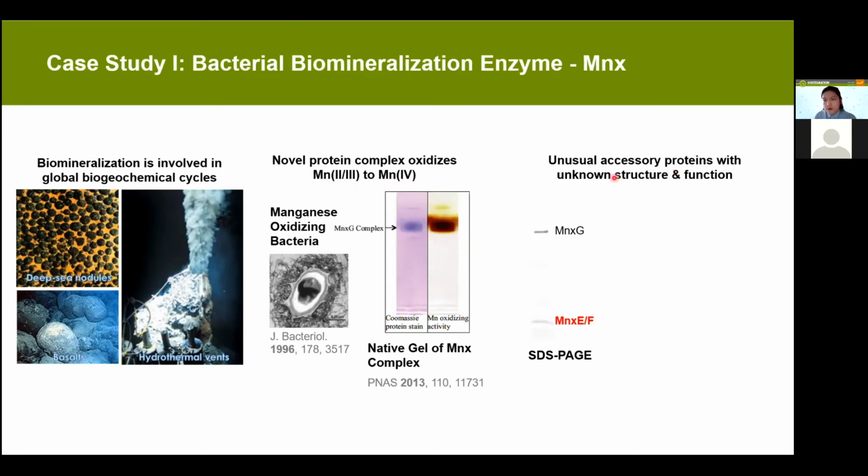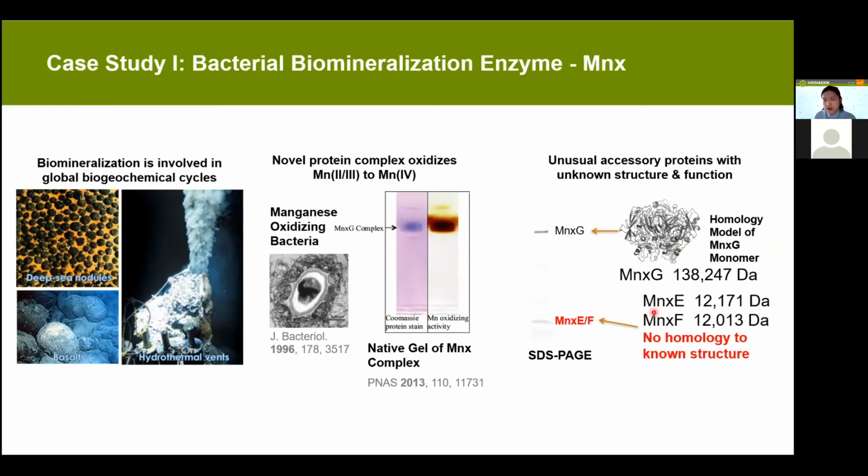What's unusual about this protein is that it does require accessory proteins for stability and function. And this is the SDS-PAGE for this protein. We have the MINX-G subunit, which is homologous to other known oxidases in the family. The unique thing about this is it also has two accessory proteins which have no homology to any known structure. When we started this project, we were trying to figure out the structure of this whole protein complex and what are the potential functions of those unknown accessory proteins.